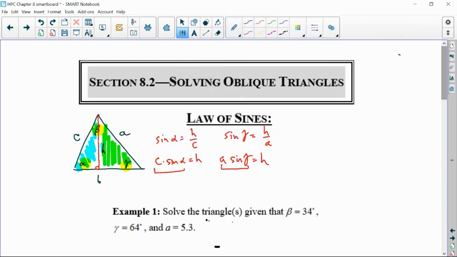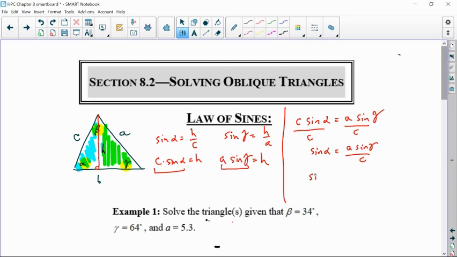There we go. Pen. Okay, so since these are both equal to h, I'm going to set them equal to each other. C sine of alpha equals a sine of gamma. And then I'm going to divide both sides by c, so sine of alpha is equal to a times sine of gamma over c. And then let's divide both sides by a. So sine of alpha over a is equal to sine of gamma over c.